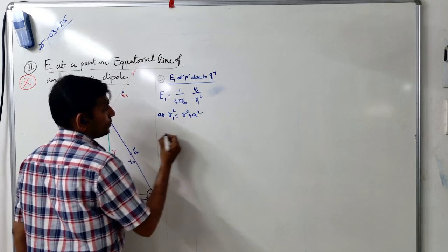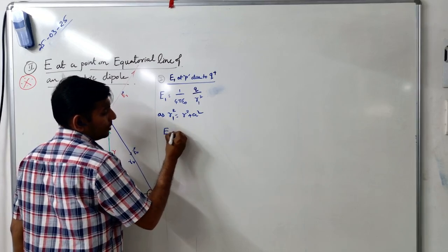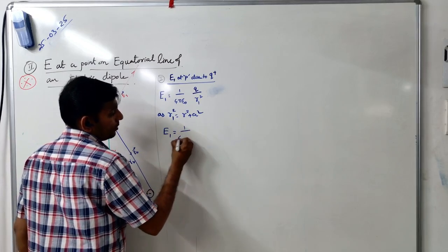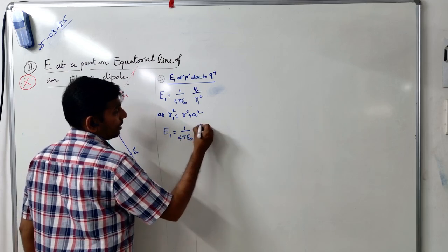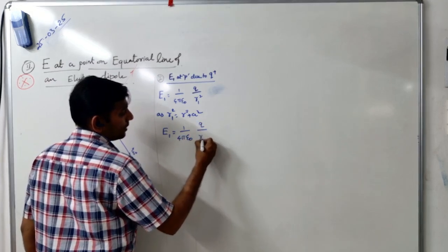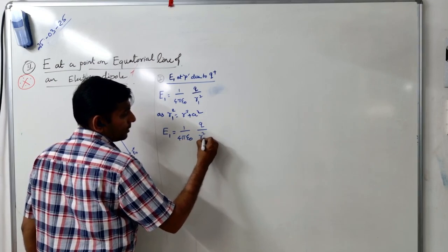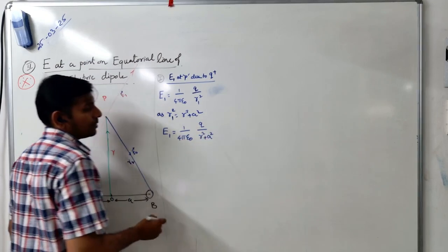The equation number 1 turns out to be E1 is equal to 1 by 4 pi epsilon naught Q divided by R squared plus A squared.